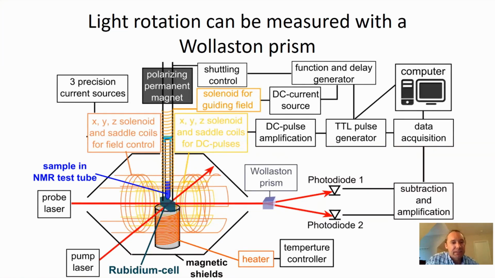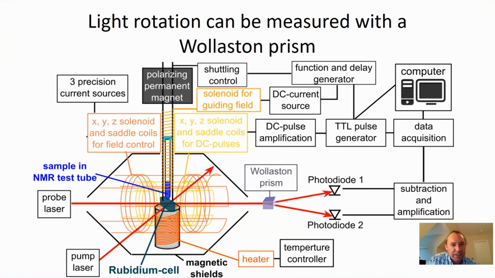And linear polarization can be represented as equal amounts of left and right circular polarization. So that means if you have perfect linear polarization and the probe laser goes through here, then in this Wollaston prism, you will get equal amounts of intensity onto photodiode 1 as you get onto photodiode 2.